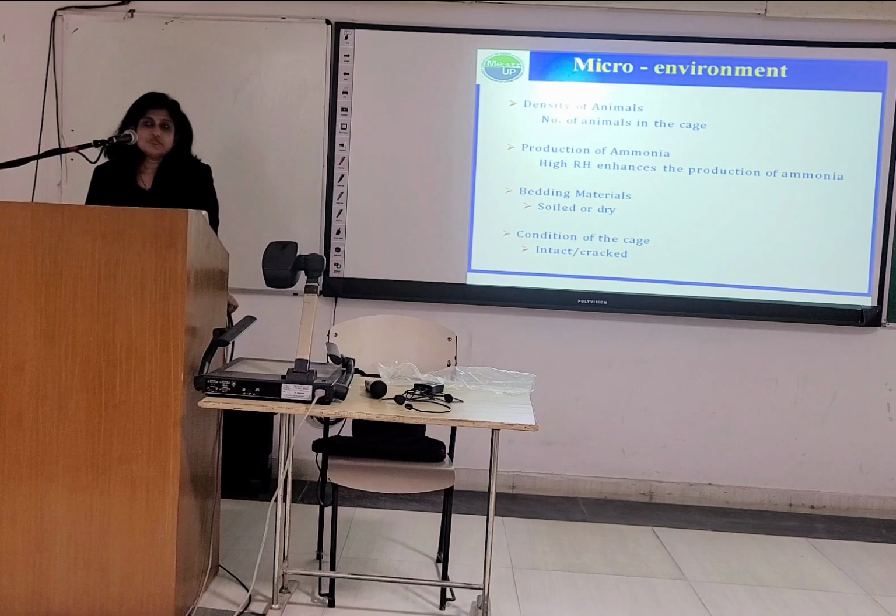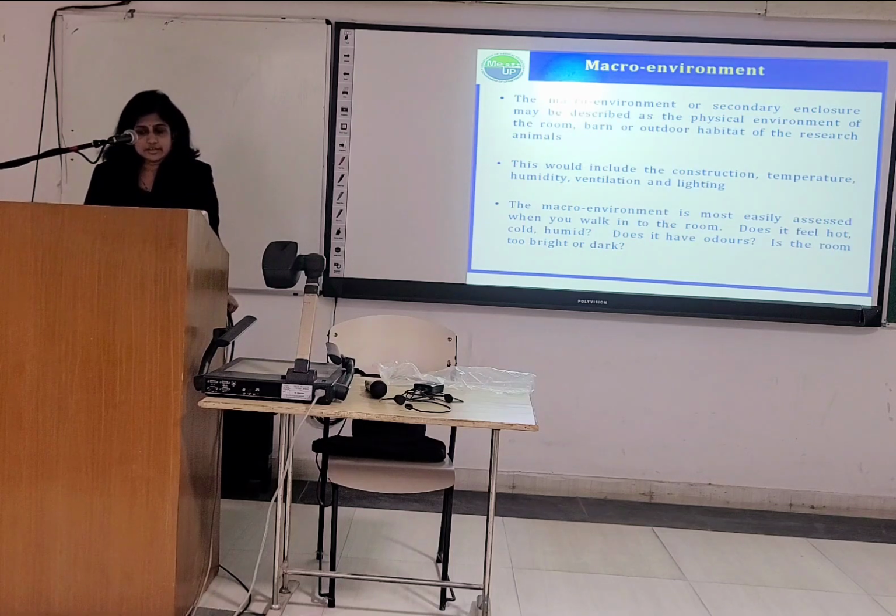It depends on the density of animals, that is the number of animals in the case, and production of ammonia. High relative humidity enhances the production of ammonia, as do bedding material, soiled or dry, and the condition of the case, intact or cracked. The macro environment or secondary enclosure may be described as the physical environment of the room, barn or outdoor habitat of the research animals. This should include the construction, temperature, humidity, ventilation and lighting. The macroenvironment is most easily assessed when you walk into the room. Does it feel hot, cold, humid? Does it have odors? Is the animal room too bright or dark?